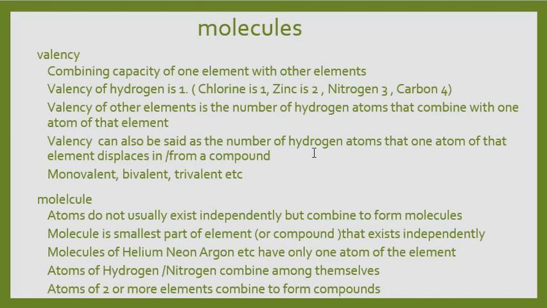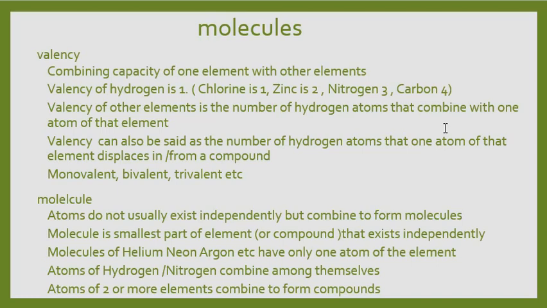Valency is also the number of hydrogen atoms that one atom of that element displaces from a compound. That means when there is a compound and a chemical reaction, carbon has the capacity to displace how many hydrogen atoms? That is also called valency. The carbon can combine with how many hydrogen atoms? That is also valency. The valency of hydrogen is a standard 1.